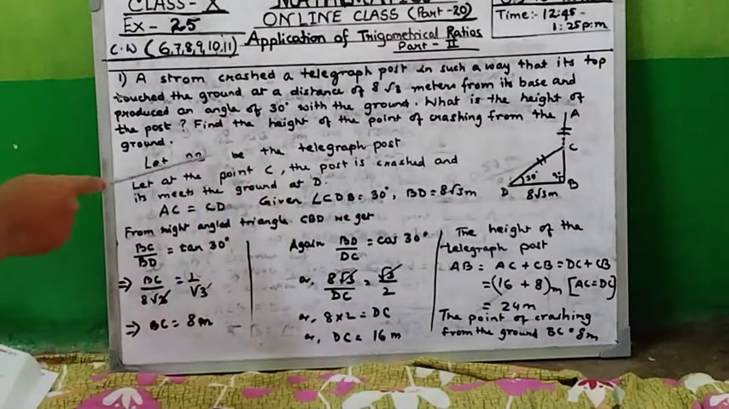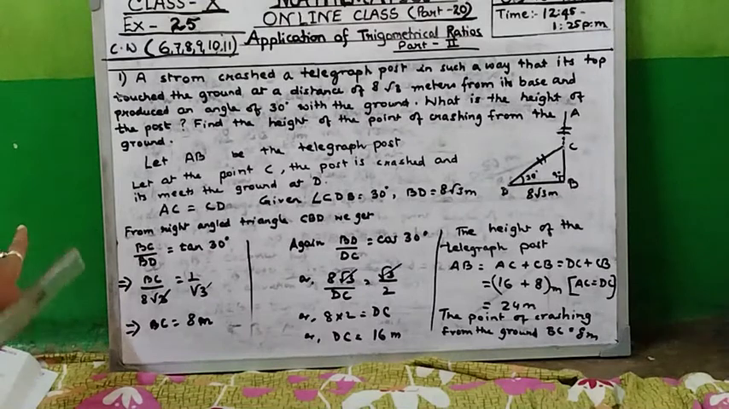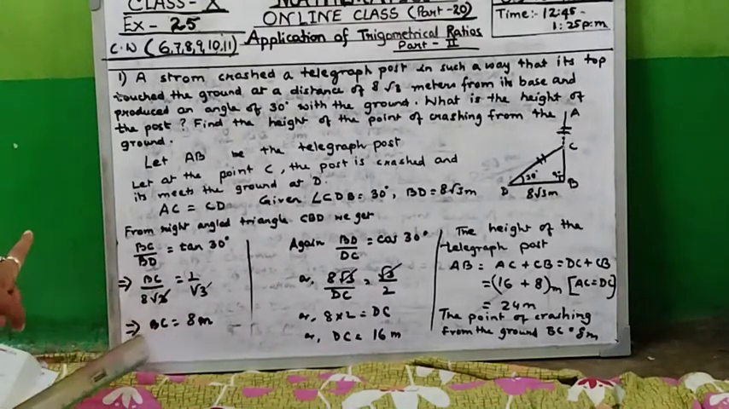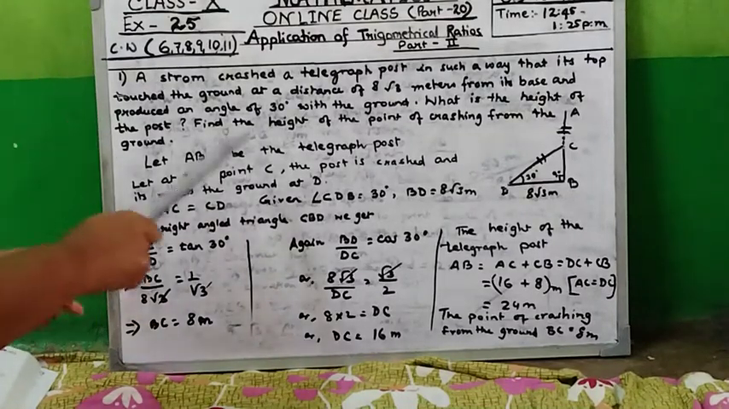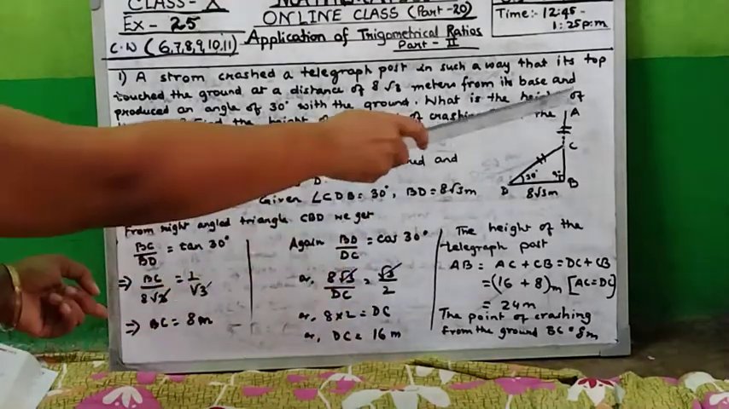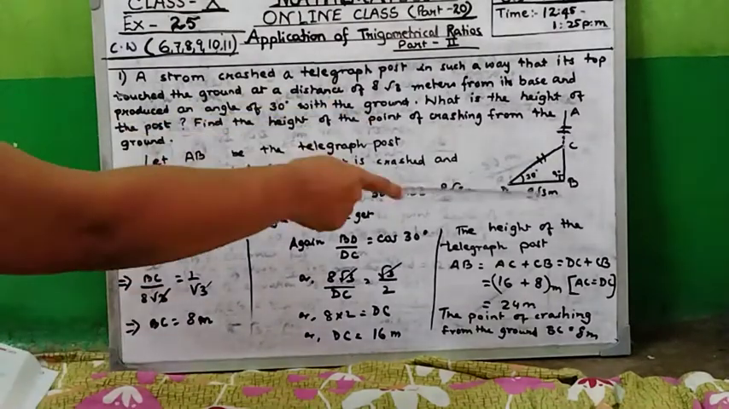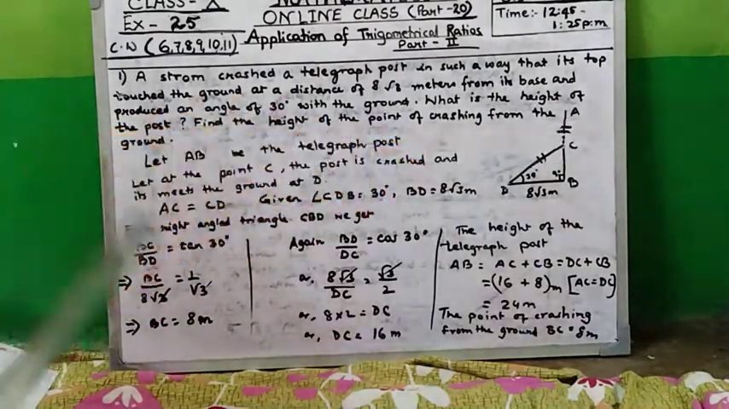Now, let AB be the telegraph post. In this way, you have to let your examiner know that you have not copied the sum from anywhere. You have understood the problem sum and you have to do it in this manner, the way I have solved the sum. You have to draw the figure and explain to the examiner what your figure signifies. So, my figure AB is the telegraph post.